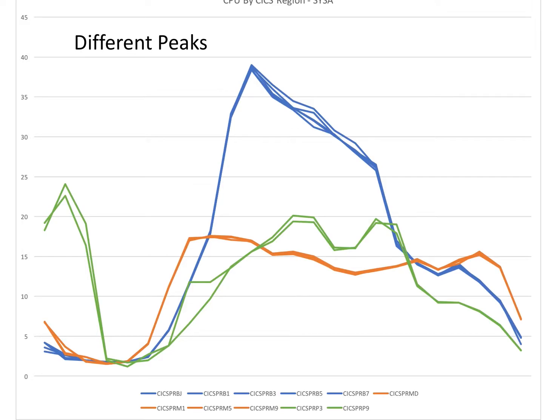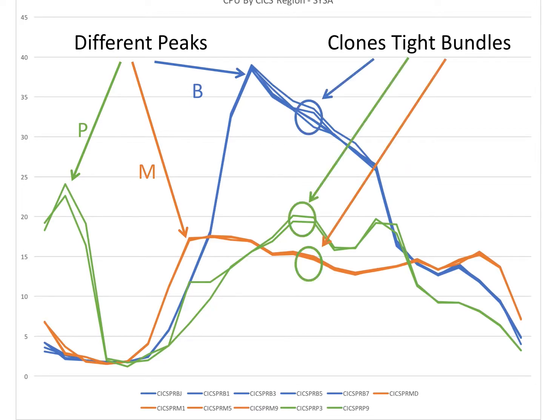Now you'll notice that they have different peaks, in fact different profiles, the 3 applications. So B, for example, peaks early in the working day and then slopes off a little bit and then dies away. Whereas M peaks slightly earlier and keeps going all the way through till late evening. And finally P peaks very early in the morning and then comes back again during the working day and again slopes off overnight. So 3 completely different profiles for the 3 different CICS applications on this one system.